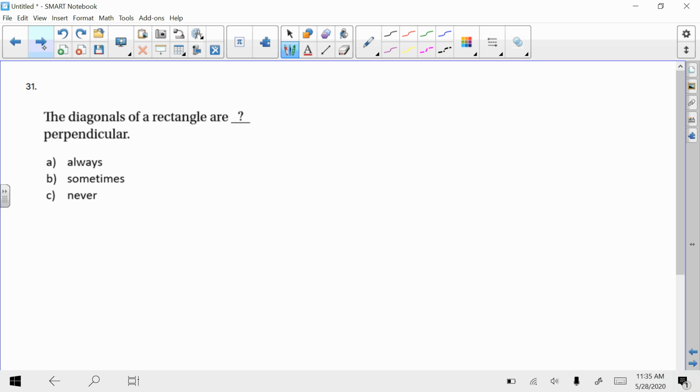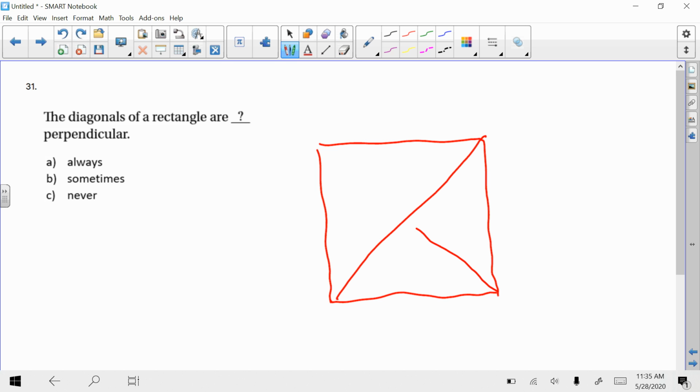The diagonals of a rectangle are perpendicular. They are if your rectangle is squarish looking, because then it's a rhombus, and rhombi have diagonals that are perpendicular. So we're going to say sometimes, as long as your rectangle is a square.